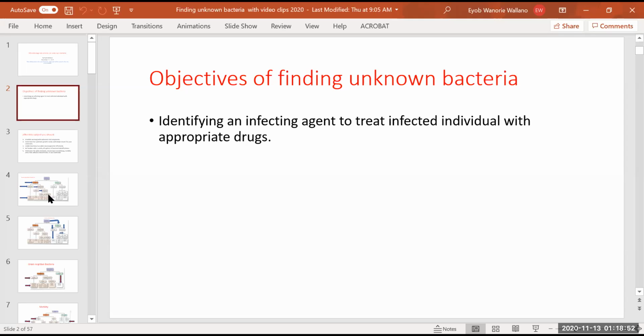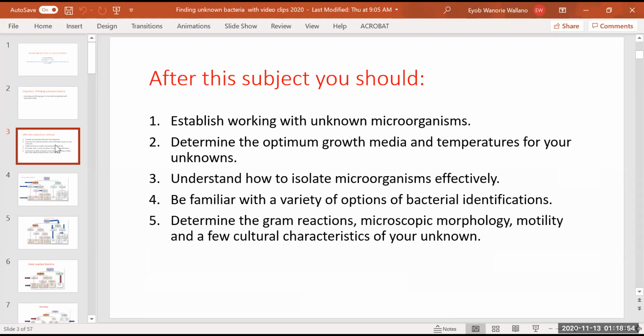You see, for this reason, I'm bringing certain general objectives. What objectives are there? Establish working with unknown microorganisms. When you are making a streak or you are having a colony, from the colony, how you need to make gram stain, spore stain, acid fast stain, working with that one, it's a good example on microbiology laboratory.